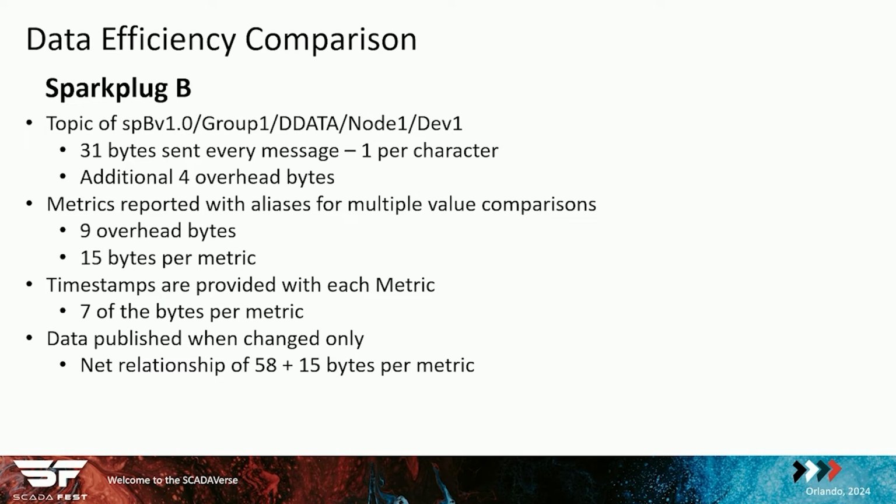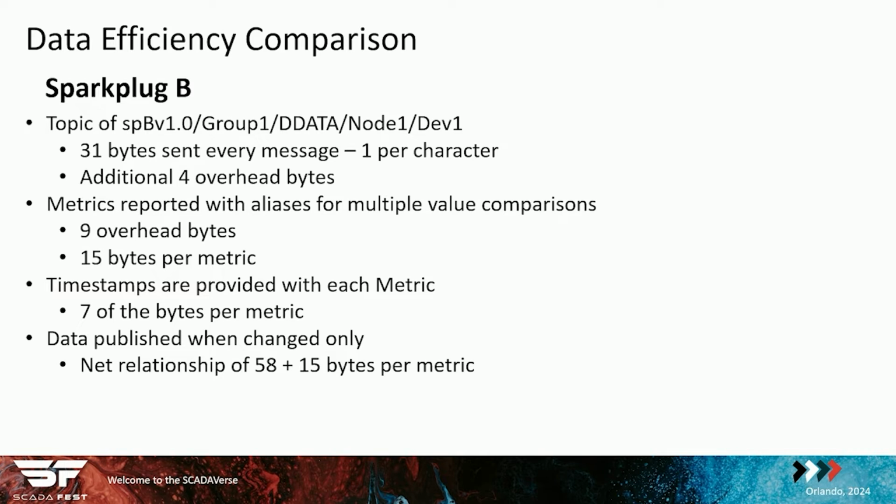And then for Sparkplug B, I just picked an arbitrary topic. What you'll see is there's 1 byte of overhead in the topic namespace. Parts of this are not changeable. The FPB v1.0 is a fixed part of the standard. D-data is also a fixed part of the standard, but the group 1, node 1, and dev 1 are all components that you can change within the MQTT standard to meet your needs.